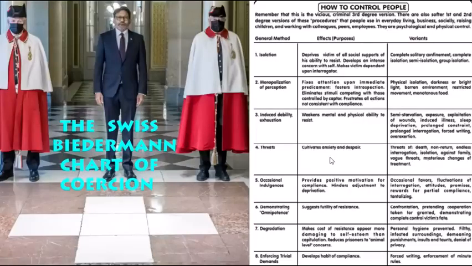Threats, cultivates anxiety and despair. Threats of death, well, Swissy did that with me. Non-return, endless interrogation, isolation against family, vague threats, mysterious changes of treatment. Well, threats against family, they did it as well. The Swissies did. Number 5, occasional indulgences, provides positive motivation for compliance.